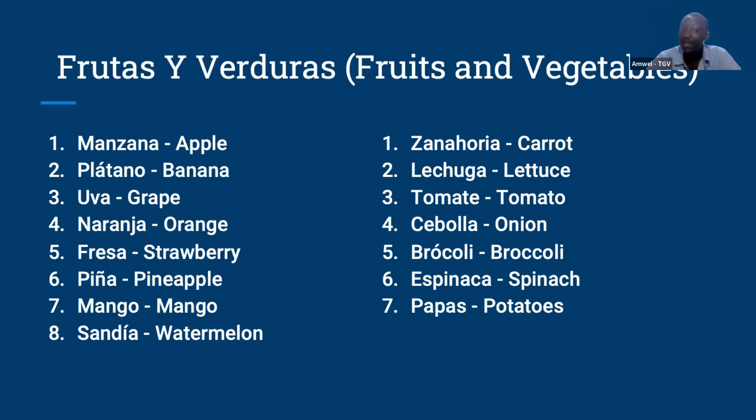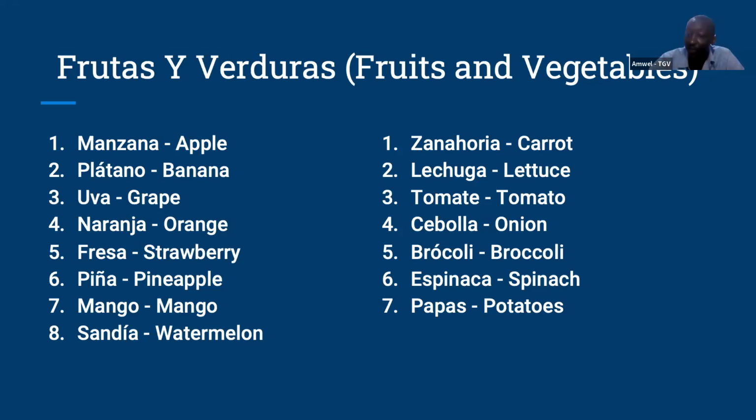So today we are looking at frutas y verduras. Okay, fruits and vegetables. We are not looking at everything, but the most common stuff that we come across, and how we pronounce the words and get familiar with them. We start with the fruits, and we have manzana for apple. We have plátano, banana. We also have uva. We have naranja. We have fresa. We have piña. We have mango. We have sandía.